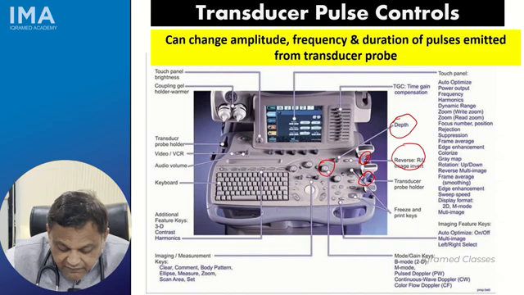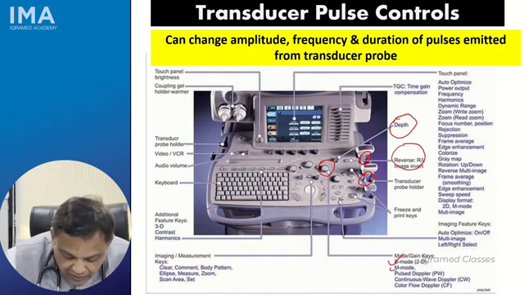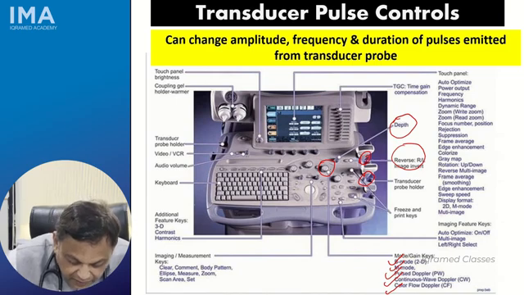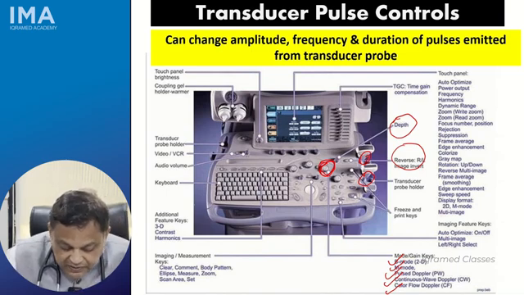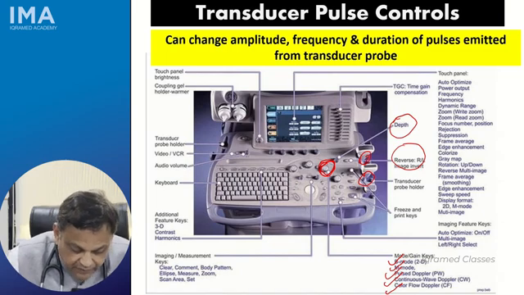Last time I told you there are various modes. There could be a B mode, there could be an M mode, there can be a pulse Doppler, there could be a continuous wave Doppler, and finally there could be a color Doppler. All these adjustments are made through this particular switch, where you can make different types of connections.